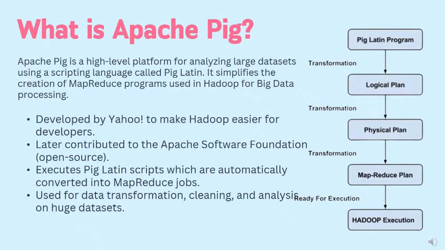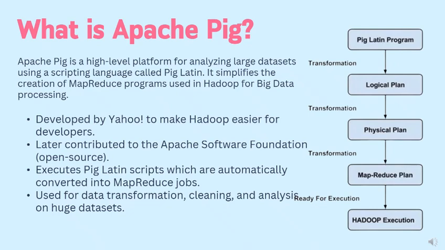So, what exactly is Apache Pig? In simple terms, Pig is like a translator between you and Hadoop. Normally, if you want to process big data on Hadoop, you'd have to write long, complex Java MapReduce programs. Pig solves that headache. It gives you a high level scripting language called Pig Latin, where you can describe data transformation in simple steps, and Pig automatically converts those into MapReduce jobs behind the scenes.